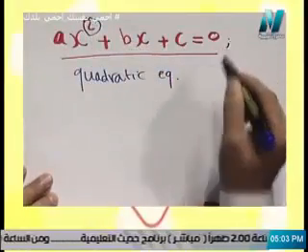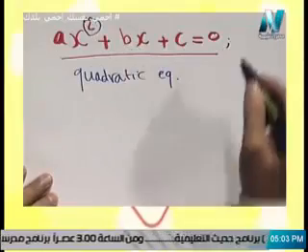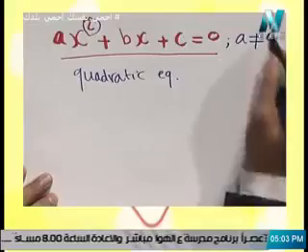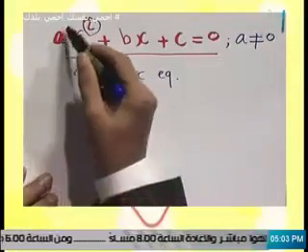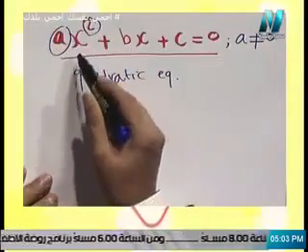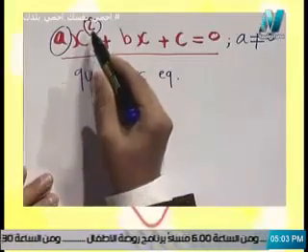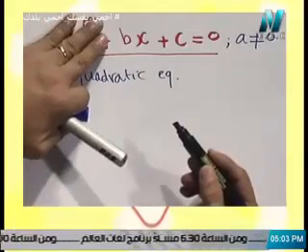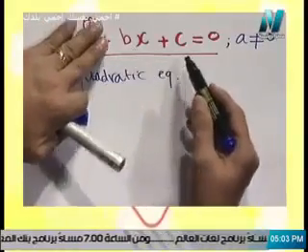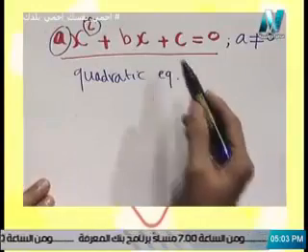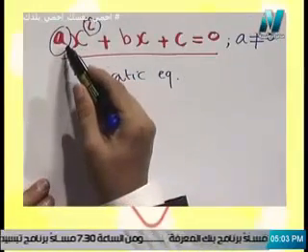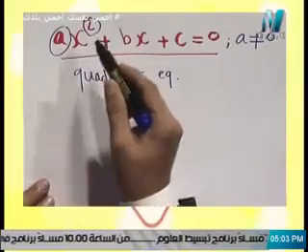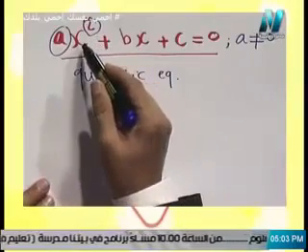And there is a very important condition here: a is a real number that doesn't equal 0. Because if a equals 0, it will not be a second degree equation, because only bx plus c will appear. It will be first degree. So a must not equal 0 at all, to be a second degree equation.